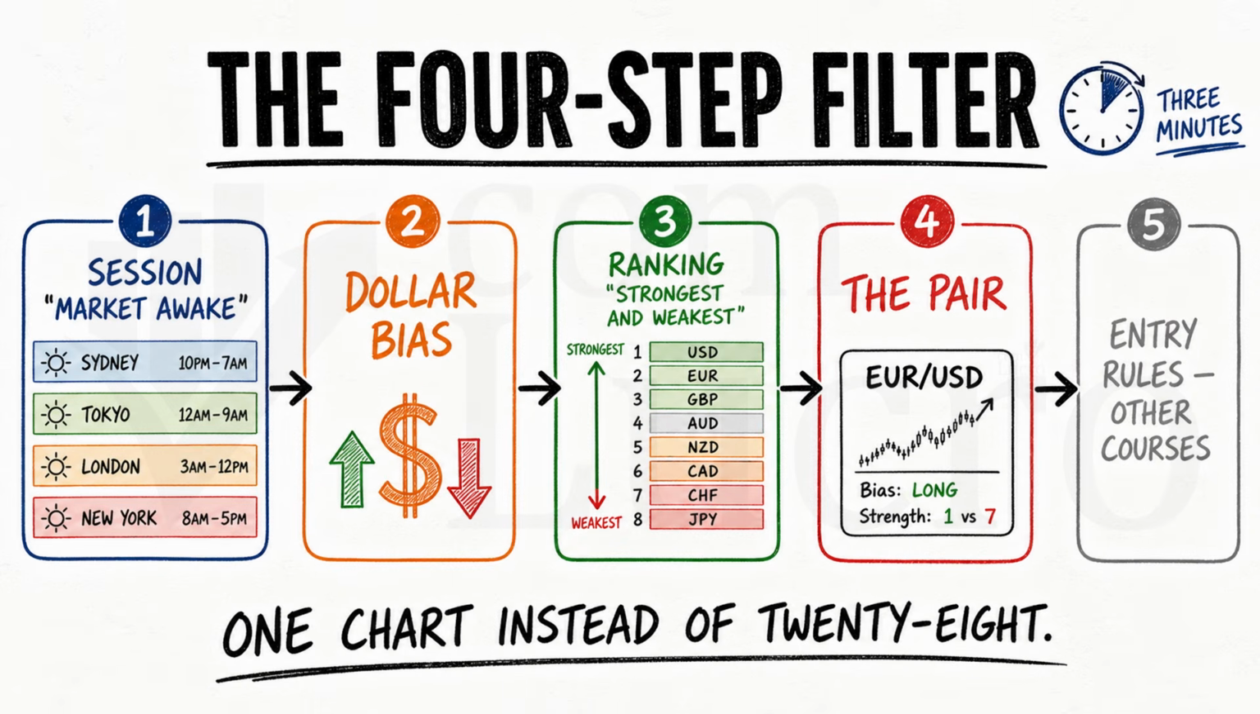So stack all of this into the routine you've been building. Session first, so you know the market is awake. Dollar bias second, from the index. Strength ranking third, to find your 2 extremes. Pair fourth. And then you hand it over to your entry rules. 4 steps, about 3 minutes, and you walk into your session with 1 chart instead of 28.